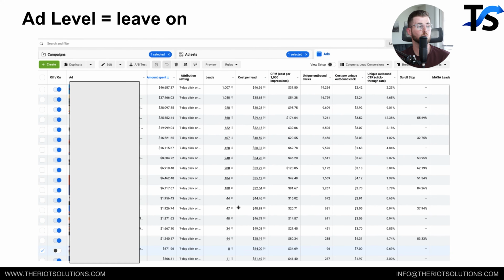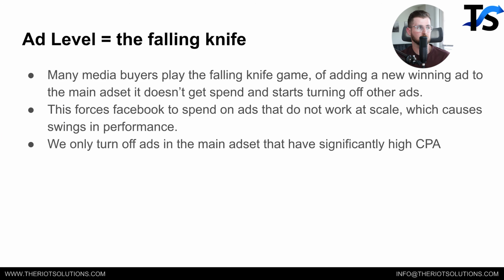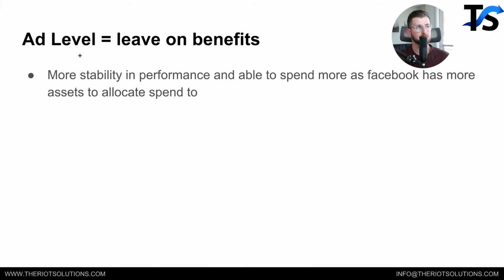Now, the only time we will turn off an ad in our main ad set is if it's something crazy. Look, all of these are getting anywhere between $45 to $30. Now, you see this one right here, $671 spent, $84 CPL. We turn off that one because it's just a significantly high CPA that is ridiculous. So we turn it off. Again, leaving ads on means more stability and performance, and enables you to spend more as Facebook has more assets to allocate spend to.